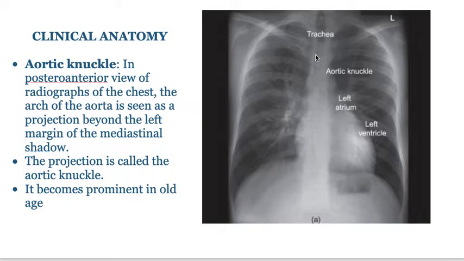Clinical anatomy. What is the aortic knuckle? In the posterior anterior view of the radiograph of the chest, the arch of the aorta is seen as a projection beyond the left margin of the mediastinal shadow. This is called the aortic knuckle, which becomes more prominent in old age.